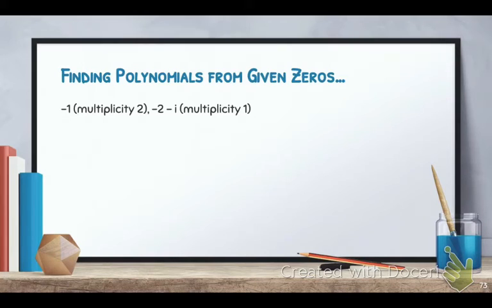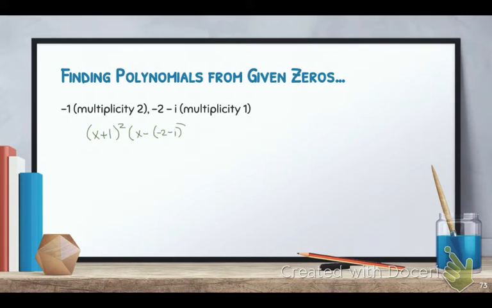So right away I'm going to rewrite that. I'm going to say that x plus 1 is to the power of 2. And that's all that multiplicity of 2 is going to look like, right? And then the next one says -2 minus i has a multiplicity of 1. So there it's telling me that it only repeats once, which is kind of nice, right? So x minus, and then in parentheses, -2 minus i.